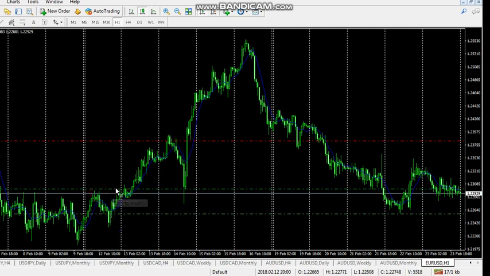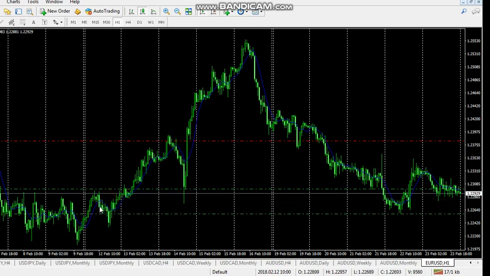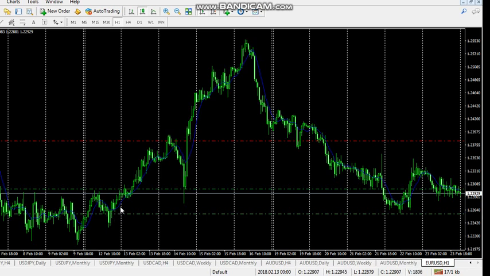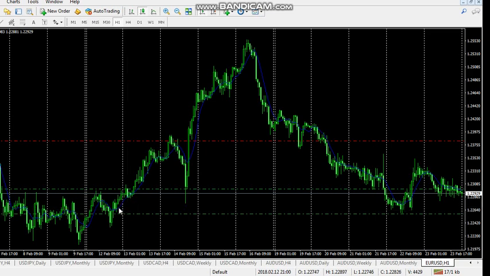Then when price is going down, when price breaks out of the moving average, then two candles, the first and second candle, are created, then price goes down. Price breaks out of the moving average and two candles are created, then price goes down.